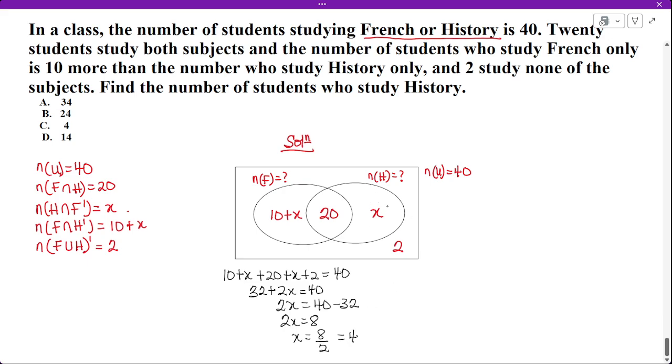Meaning wherever we see X, we can now represent it with 4. So over here, we have 4 as our value. This side is 10 plus X, which is 10 plus 4, which is 14 over there.